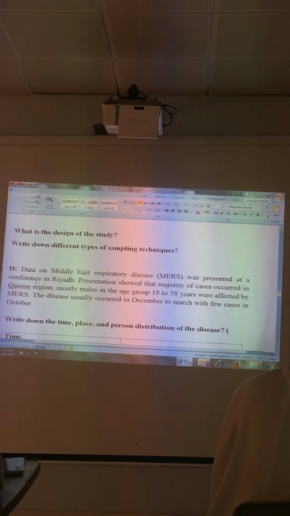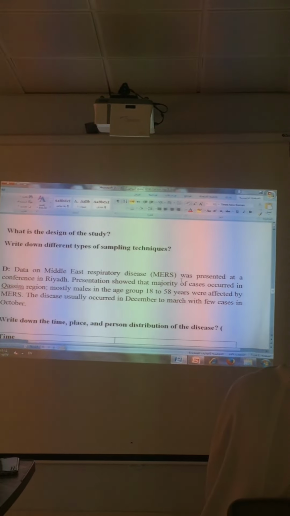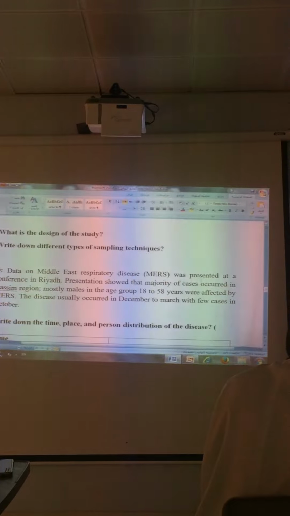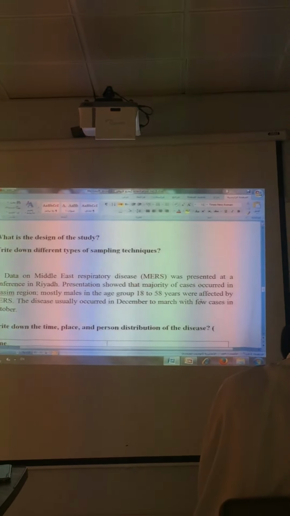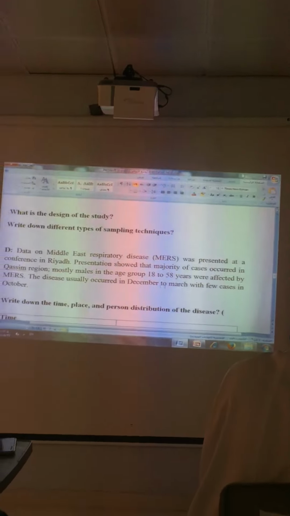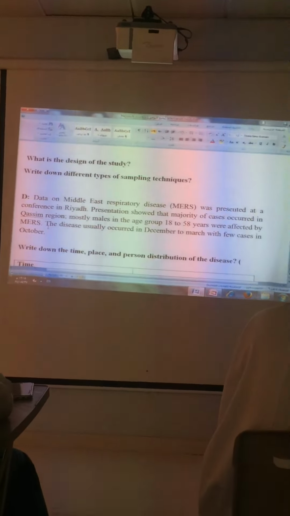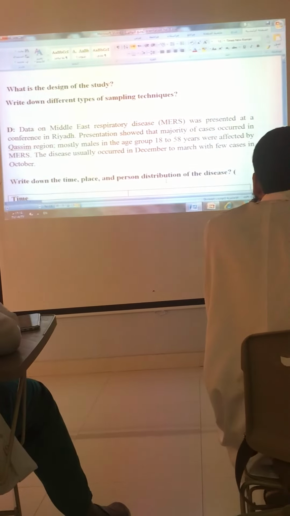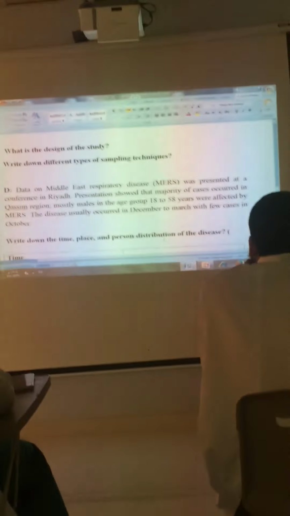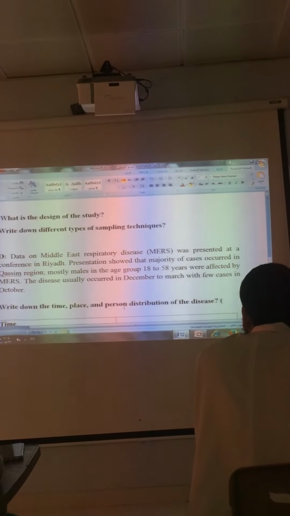Now another is this MERS disease. In the presentation, the majority of cases occurred in the same region. Mostly males in the age group 18 to 15 were affected. The disease usually occurs in December to March with few cases in October. Now what is the question? Write down the time, place, and person distribution of it. Can you write the time?